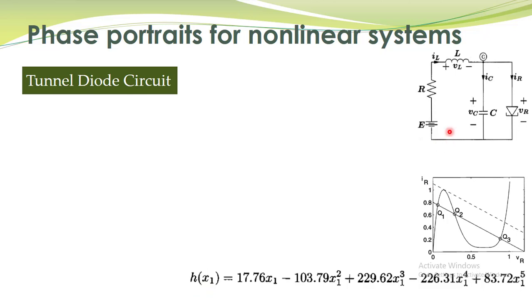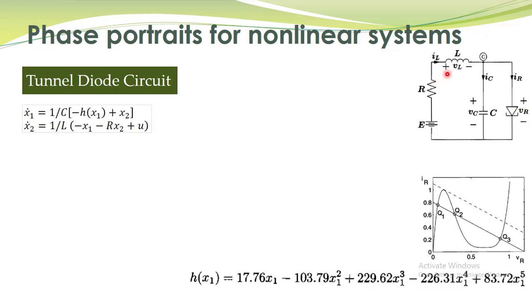So how do we obtain a mathematical model for this electrical circuit? We can write the current balance equation, the technique that you have already studied. x1 dot is given by this relation. What is x1? We have taken it to be the voltage across this capacitor. So what is the relation for the voltage across the capacitor? It is 1 over C times the integral of the current flowing through the capacitor.